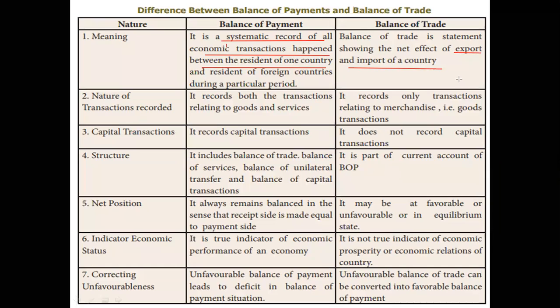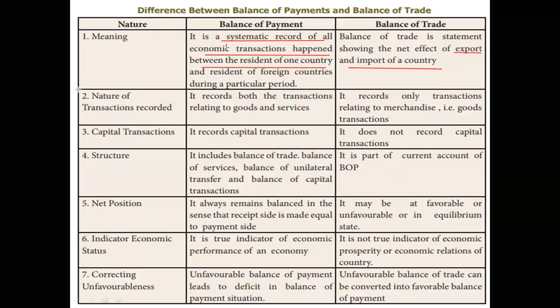So you have to see to it that whenever we are saying what is balance of payment, it is the systematic record of all economic transactions that take place between one country with the rest of the world. But when we explain what is balance of trade, it refers to the difference of export of goods and import of goods in a country.